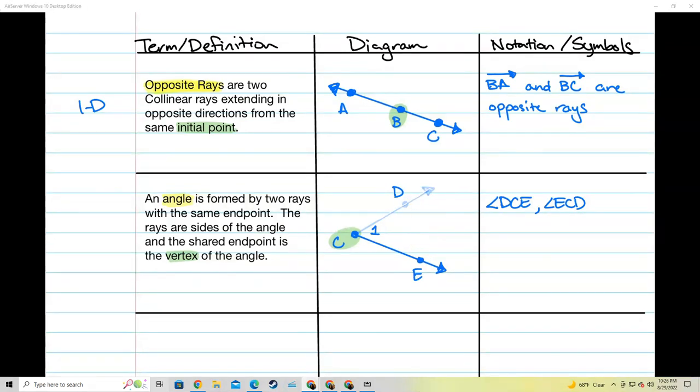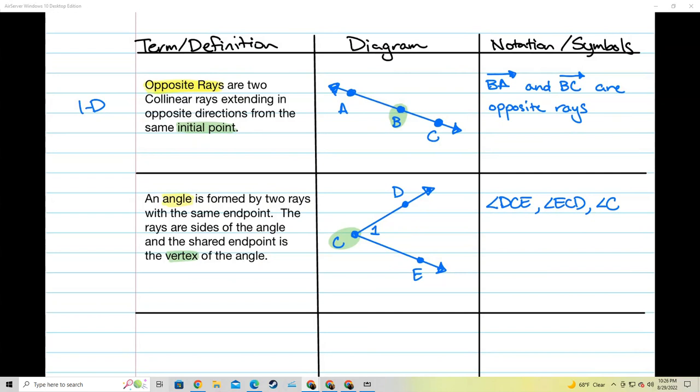So I can either go this way, DCE, or I can go the other way, ECD. But I can't start at C and call it CED because now I'm drawing some other angle. Okay, so that takes care of two of them. We've got two more things. We can also call it by the vertex if it's the only angle that has that vertex. So I can just call this angle C.